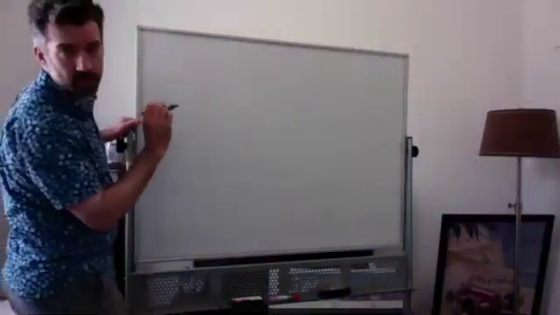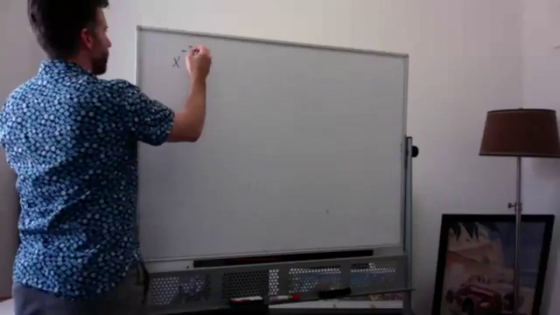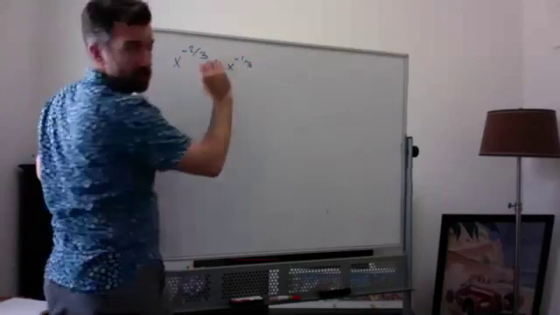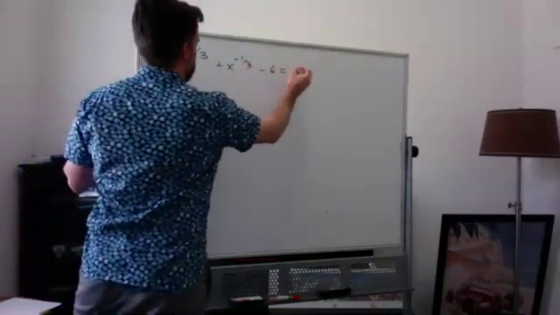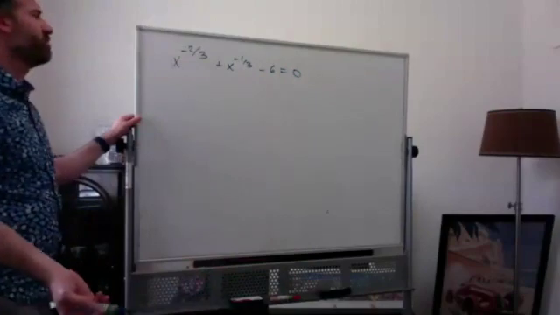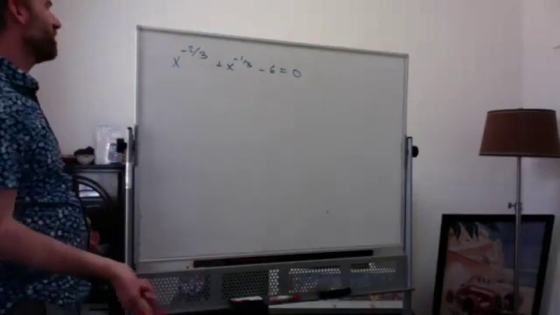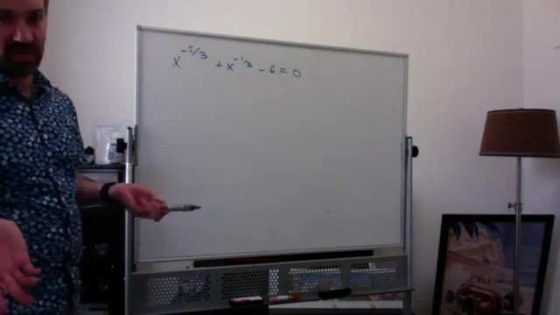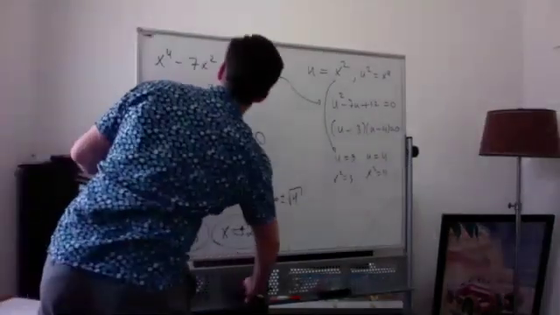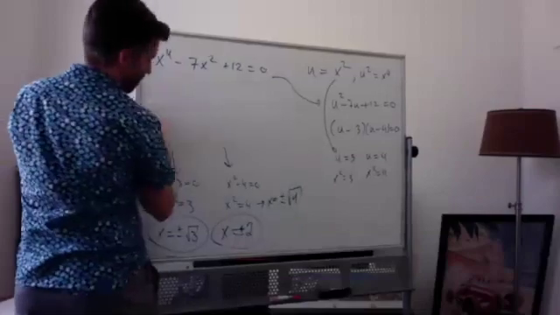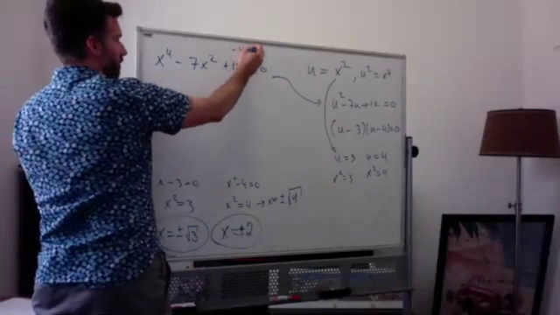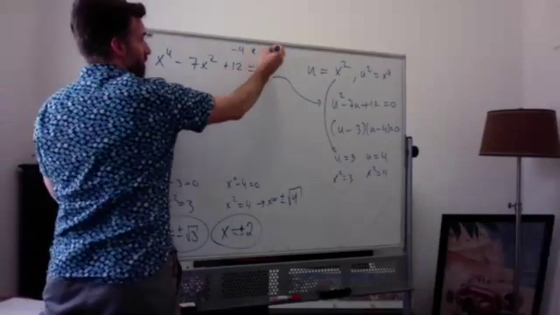So let's do this next one. X to the negative 2/3 plus x to the negative 1/3 minus 6 equals 0. And especially for these ones that have weird powers, I kind of like factoring by grouping, the AC method, which I guess we could have done here if we really wanted to. Just to show you a different way, we could have done this one as, I'm multiplying to positive 12, and adding to negative 7.